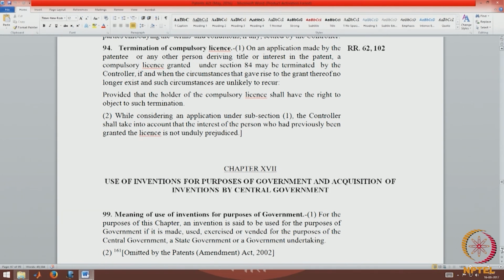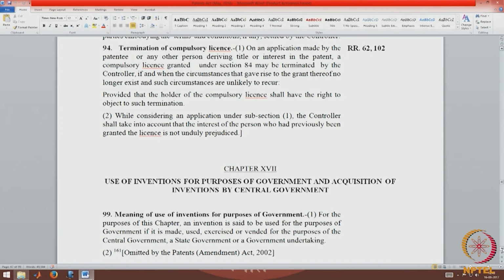So, that is contained in section 99 onwards. Now, you will see that after 94, there is a jump and we start with section 99. Okay, the sections in between, 95 to 98, were deleted. Now, they were repealed in 2002. So, those sections are missing. So, after 94, the next section is 99.